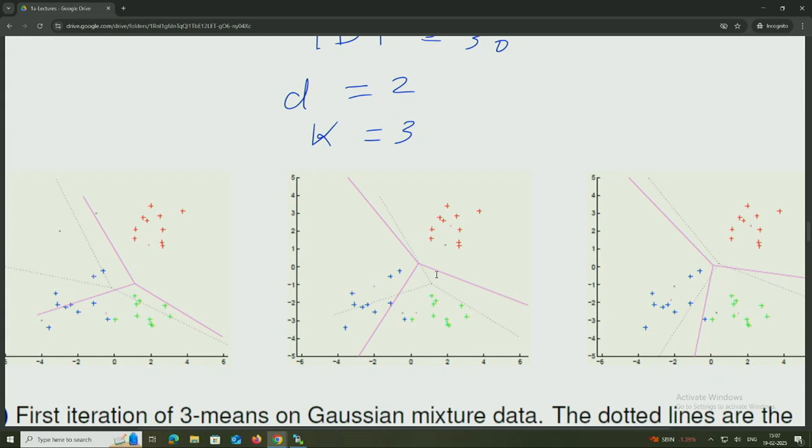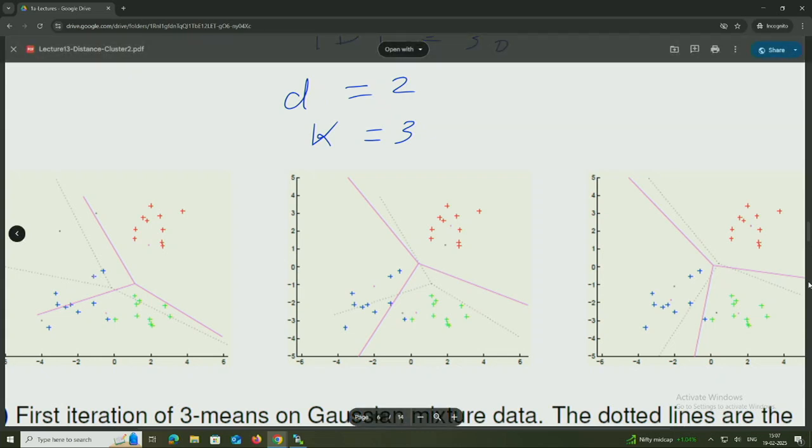And then what do you do? You again find the mean of the clusters you're in. So these were the cluster points. You find a mean, it comes here. You find a mean, it comes here. You find a mean, it comes here. And again, now you found new means, again do. So you'll keep iterating, correct? So you'll see how these Voronoi tessellations are moving.